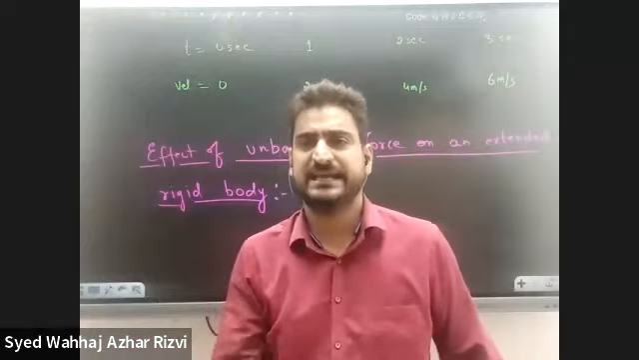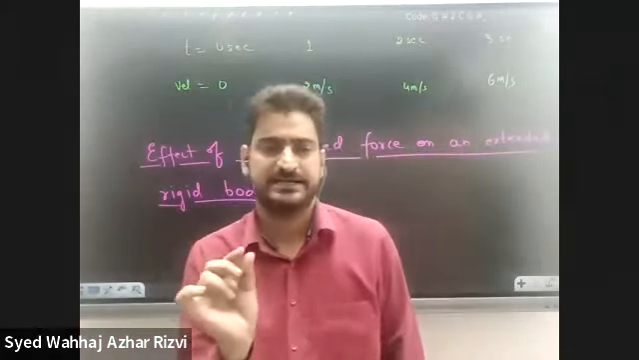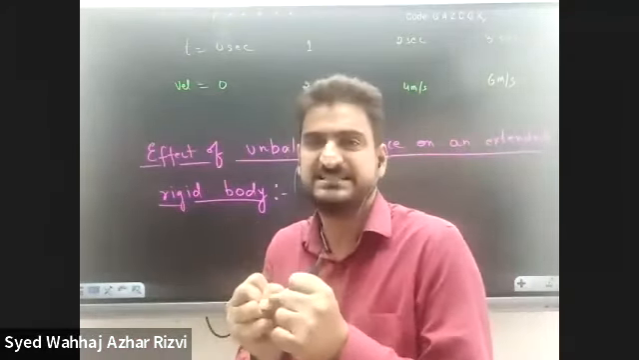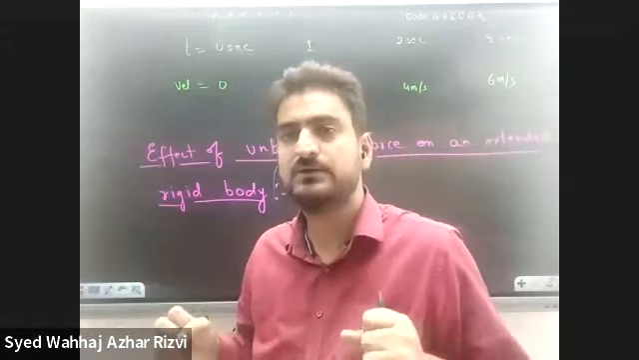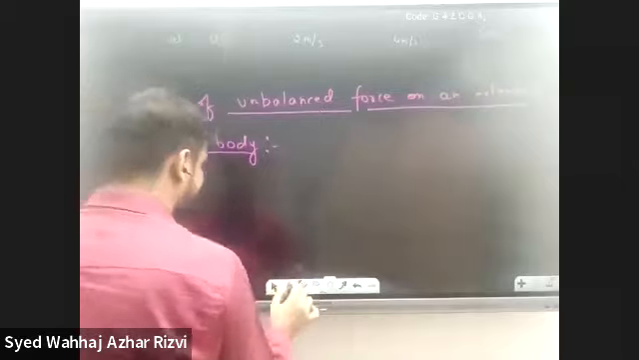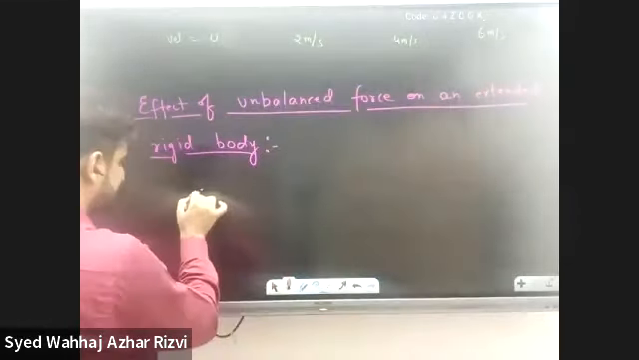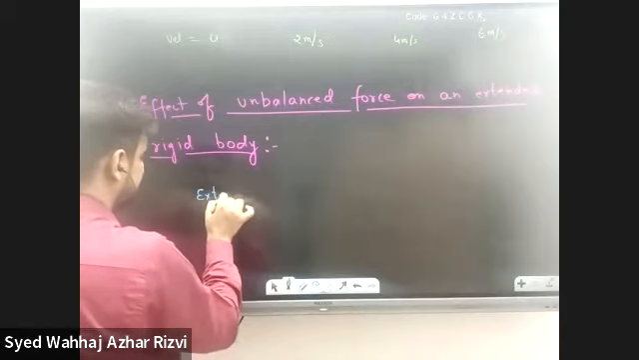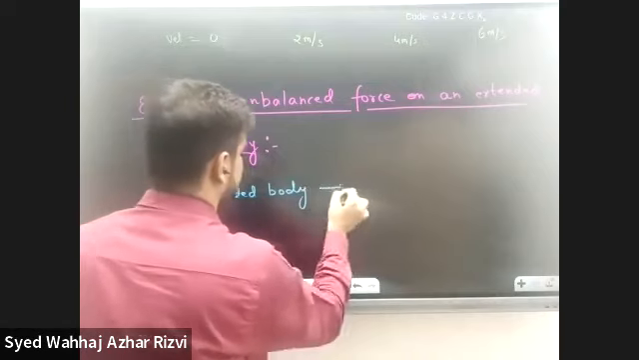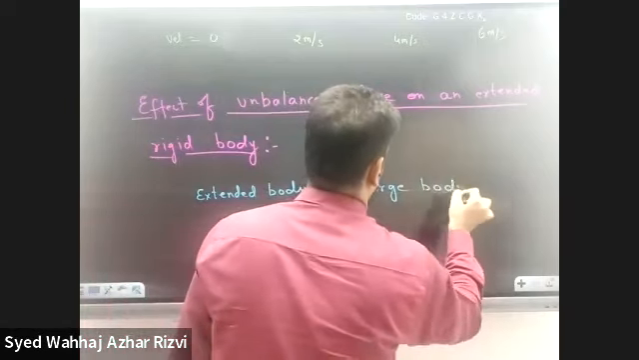So let's take an ant. An ant is a very small creature. It is a very small thing. So if we are going to apply force on it, we can take it as a point. But if we are going to take a log of wood, a big body, extended body basically means a big body. Extended body just means a large body.